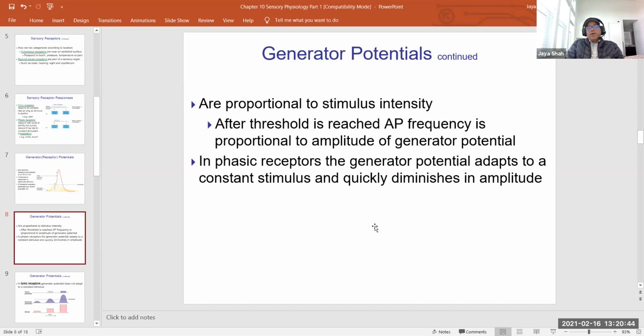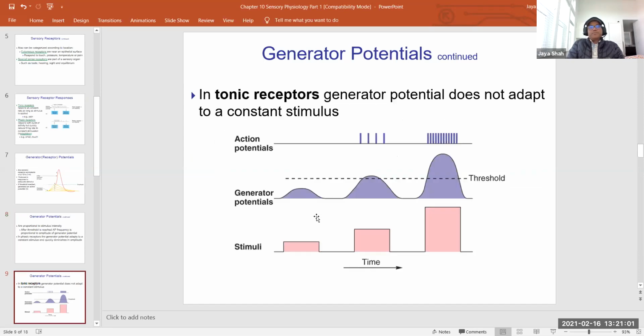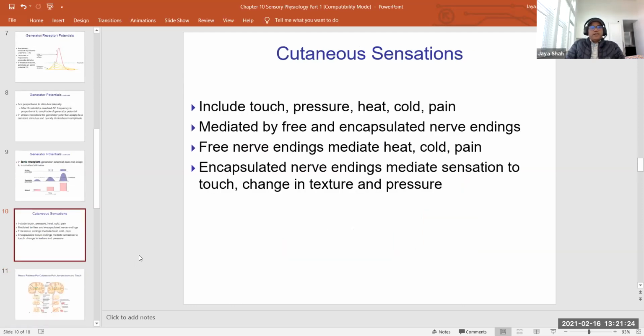But in a phasic receptor, what happens? These generator potentials adapt to a constant stimulus. So earlier you had only a fourth level of adequate stimulus, but you need a stronger one later. And they quickly diminish in amplitude. Okay. So here is another way to show generator potential. In a tonic receptor, generator potential does not adapt to constant stimulus. You see action potentials, once you have them, they are continuous. But in a phasic receptor, that changes. Okay.